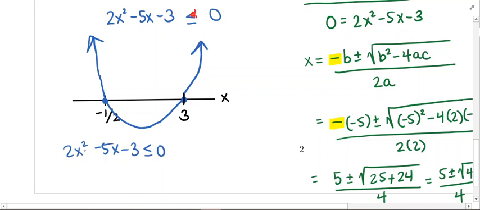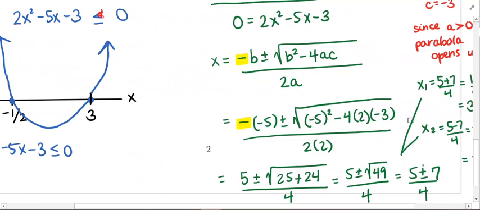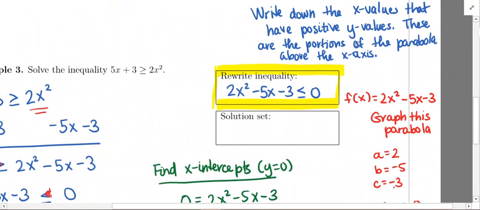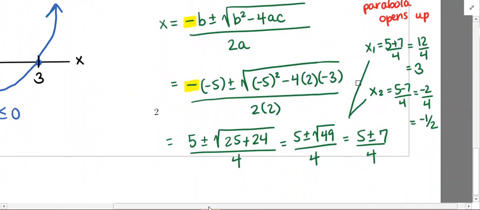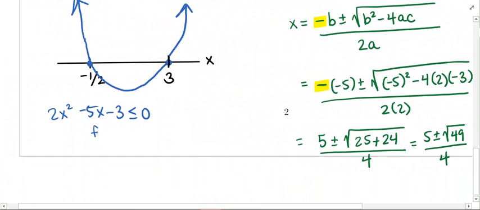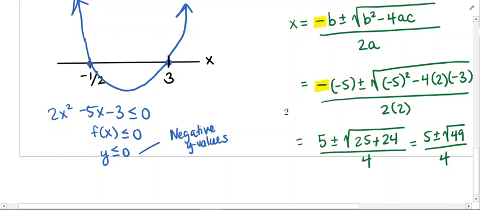Okay, now remember, this 2x squared minus 5x minus 3, that's the parabola we just graphed. If you go back up here, we called it f of x. That's the parabola. So if we translate this, this is saying f of x needs to be less than or equal to 0. F of x is the same thing as y. So basically, we need to look at our parabola and figure out where the y values are less than or equal to 0. So we are looking for negative y values, or since y can actually equal 0 because of the less than or equal to, y values can also be 0.